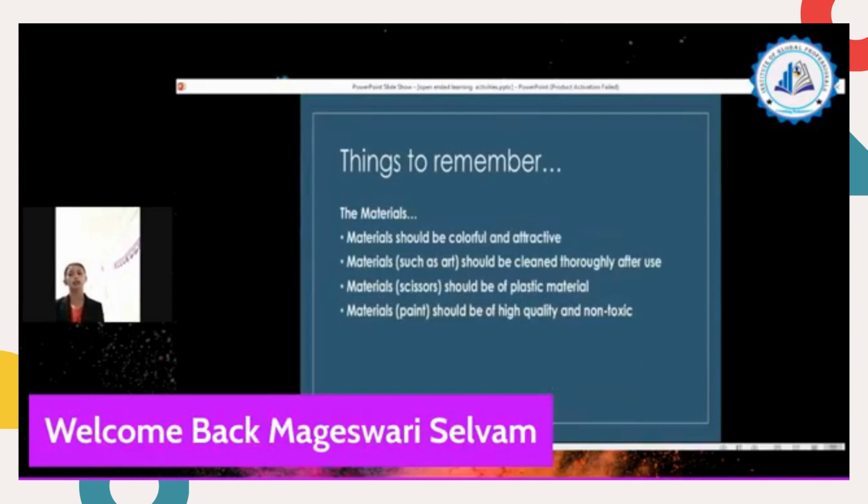How about the materials? The materials should be colorful and attractive so that they're going to gain their interest, no? Materials such as art supplies should be cleaned thoroughly after use. Scissors should be plastic for safety prevention, no? And materials such as paint should be of high quality and non-toxic.